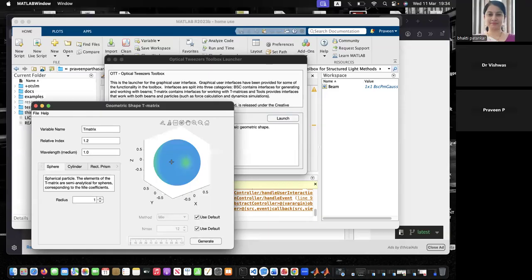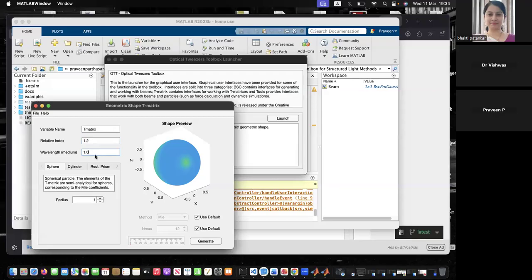Yes. Okay, so we've chosen sphere. This is how it looks. We've set its radius to be 1 micrometer. Okay, and this matrix that is being generated, we've chosen to call it T matrix. Now you have to set the relative index. Relative index is what? Index of this material divided by refractive index of the medium, correct? So if you take 1.59, let me quickly do that here. 1.59 divided by, we took water previously, 1.33. So this is 1.19. Yeah, so it's already set to that, 1.2.